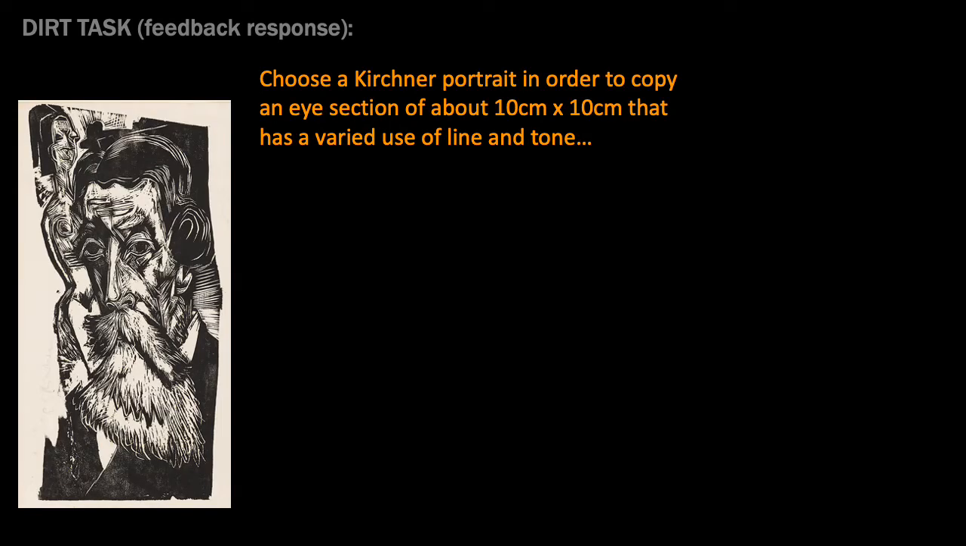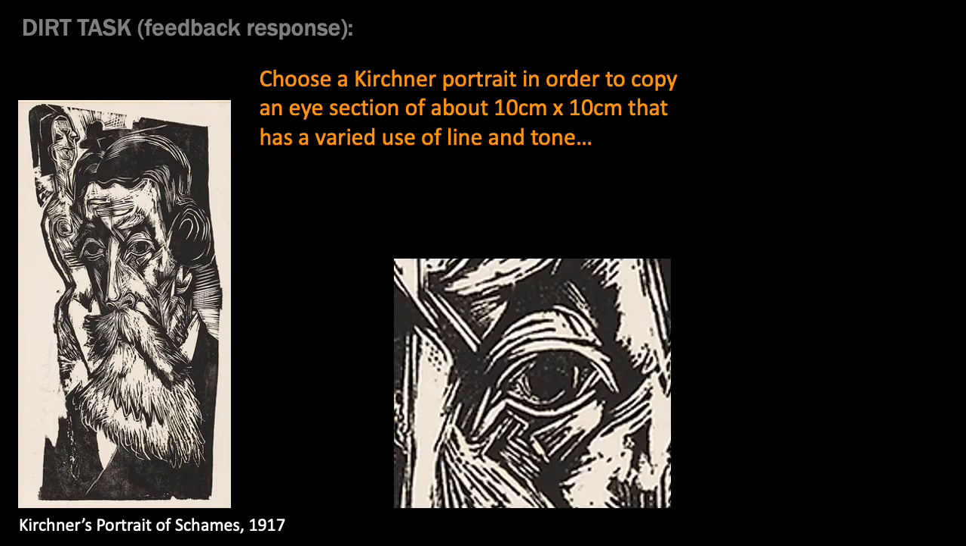So, for example, in this one here, I've chosen this because if you look closely at it, you can see there's a really strong variation in types of line. It's called Portrait of Shames. I don't know who Shames was, or Chames, in 1917, but he has a very wrinkly face. And I've zoomed in on the eye there.